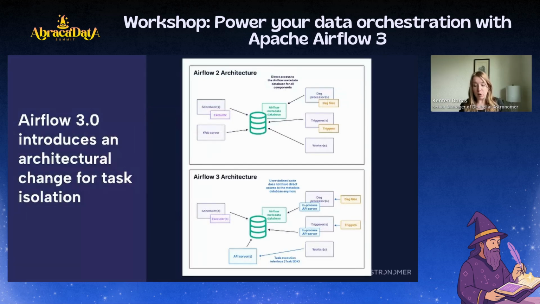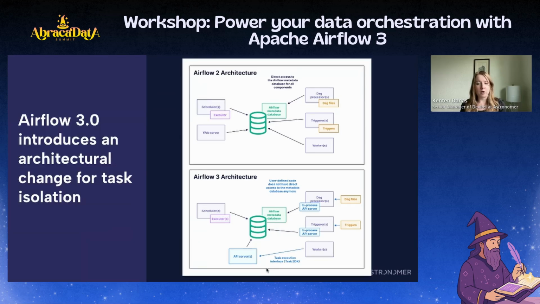One of the big breaking changes in this new major release was an architectural change for what we call task isolation. Previously within Airflow 2, the workers, so the processes that actually run your task code that you define, would interact directly with the Airflow metadata database. This posed some security concerns and also was limiting in terms of how you could implement where your tasks get run. The new Airflow 3 has a new architecture.